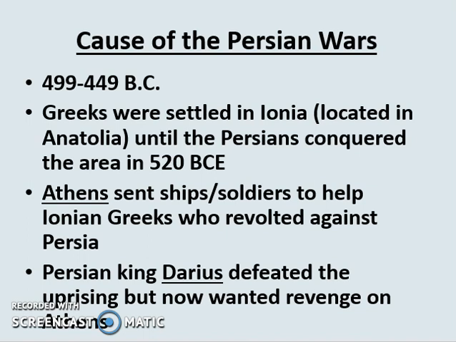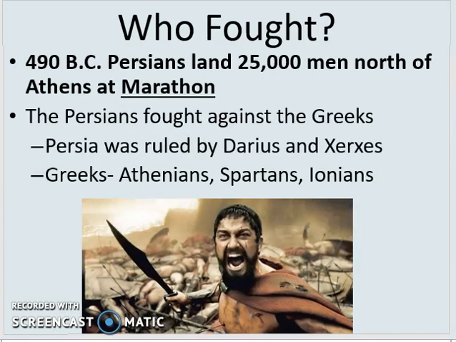The Persian king Darius is not going to take kindly to this. Darius is going to defeat the uprising in Anatolia, but now he's upset with Athens because Athens has decided to take up arms against him. And that is what leads to the Persian Wars.